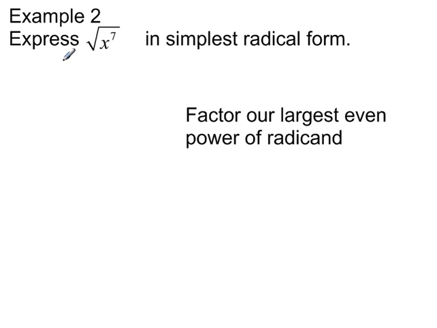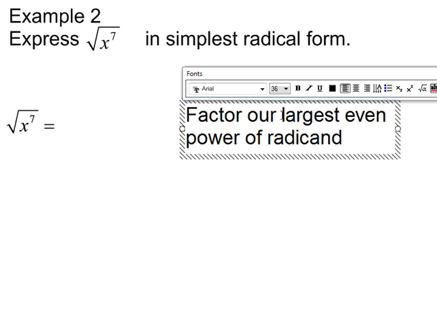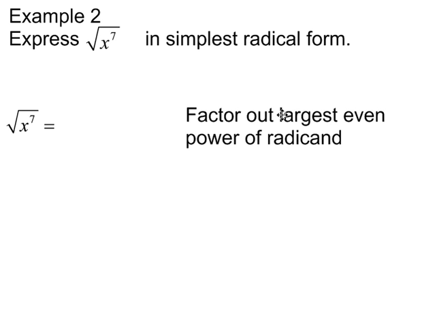Okay, so here it says express radical x to the 7th in simplest radical form. So here we got radical x to the 7th. What you want to do is factor out. That should say factor out, not factor hour. Let's fix that. Factor out the largest even power of the radicand. So that would be x to the 6th. So x to the 6th times x to the 1 gives you x to the 7th.